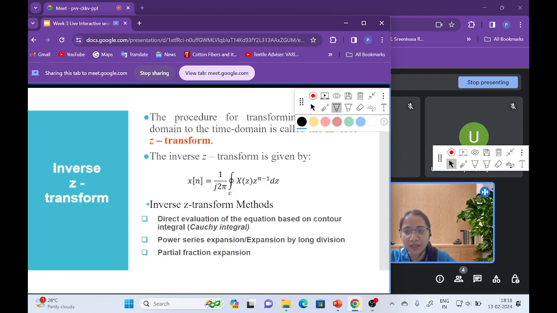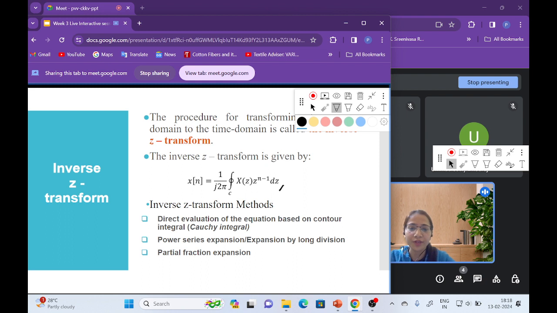And the next one is the inverse z transform. The procedure of transforming from the frequency domain to the time domain is called the inverse z transform. The inverse z transform formula is given by x of n is equal to 1 upon 2 pi j, the contour integral of x of z z to the power n minus 1 dz.